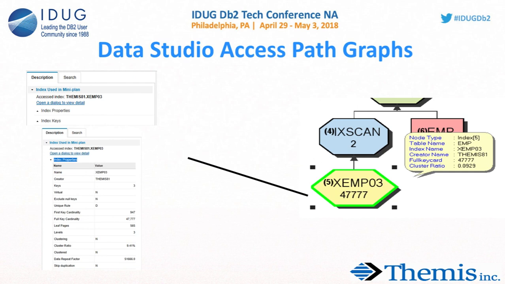So like this, if you click on one of these nodes, here's the XEMP03, which is an index. You can get over here and you can start looking down and seeing some things on the physical side and some of the statistics based on that index. What are the columns of the index? All kinds of information over there.